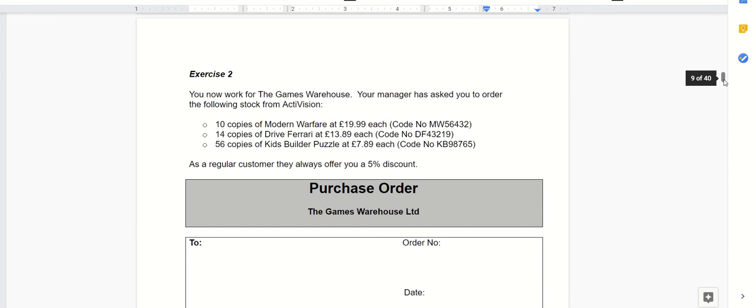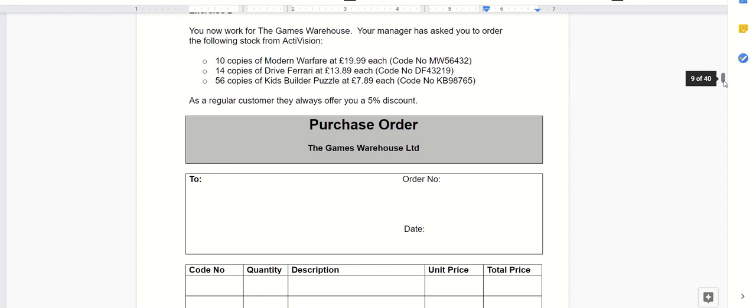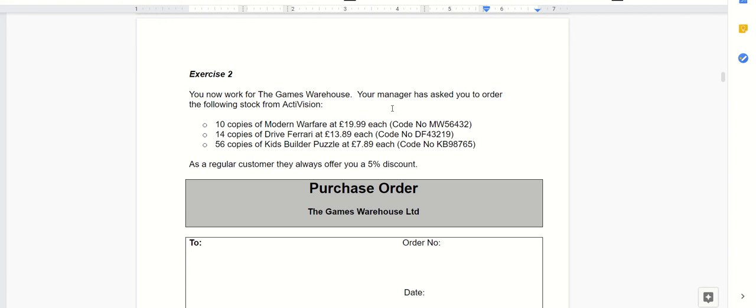This is purchase order exercise 2, and again, you're making a purchase order for a customer. I'm just looking at the information given. There is no order number provided, no date provided, and no to address. However, in the real exam situation, these will be provided, and you need to fill them out on the form.